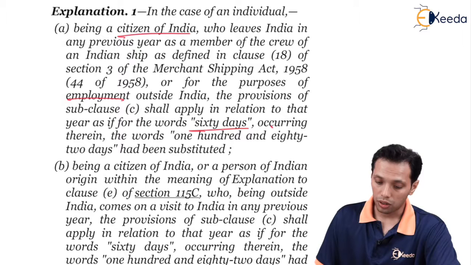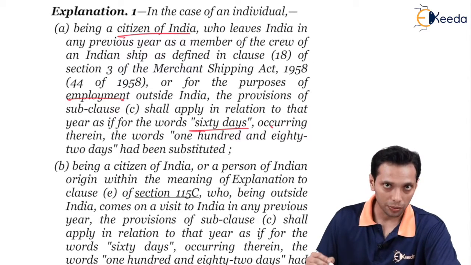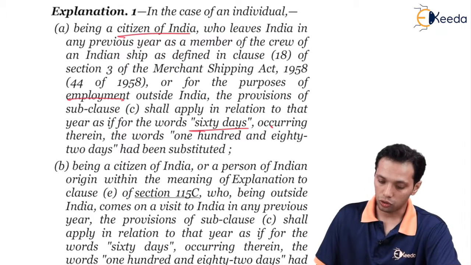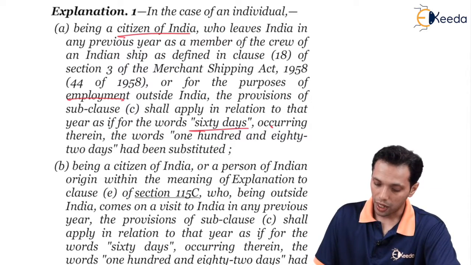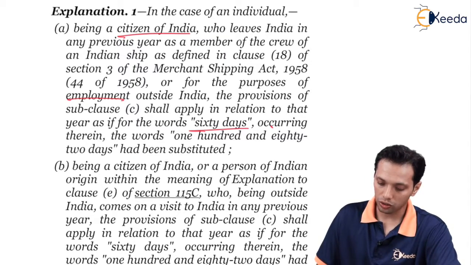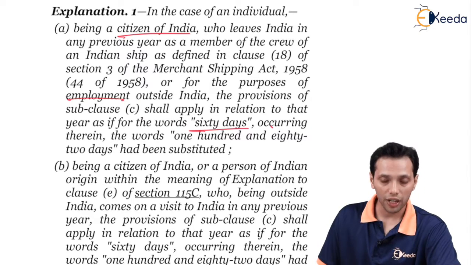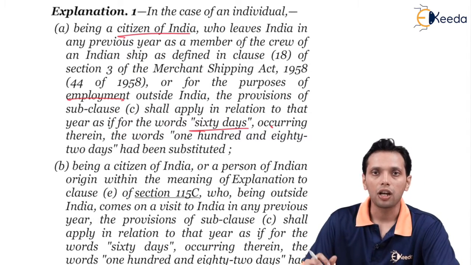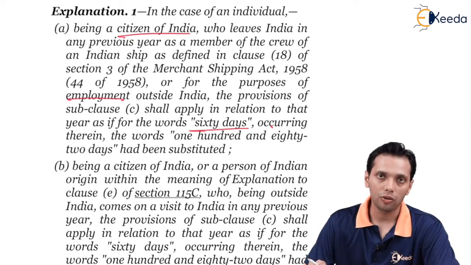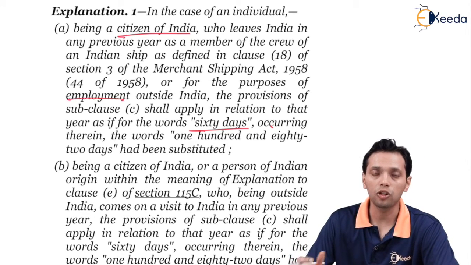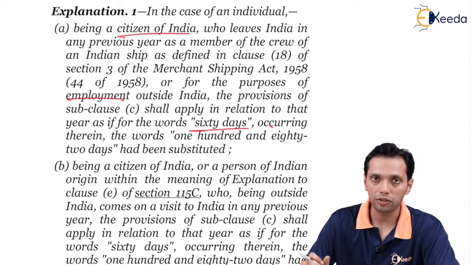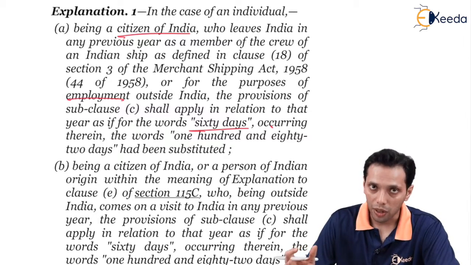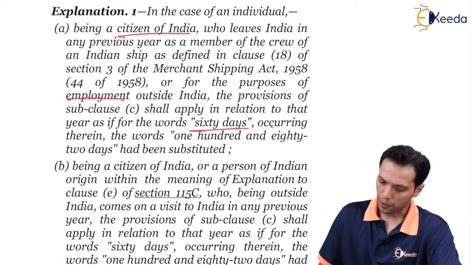B part. So clause B, Explanation 1 to sub-section 1. This is how we will read the section. So clause B of Explanation 1, being a citizen of India or a person of Indian origin within the meaning of the Explanation to clause E of 115C. So person of Indian origin has been defined under section 115C. A person of Indian origin is nothing but one whose forefather or parents were Indian citizens, and the person of Indian origin may have shifted outside India henceforth. So he has an Indian connect via an Indian citizen. Maybe his father or grandfather are connected with India as an Indian citizen.